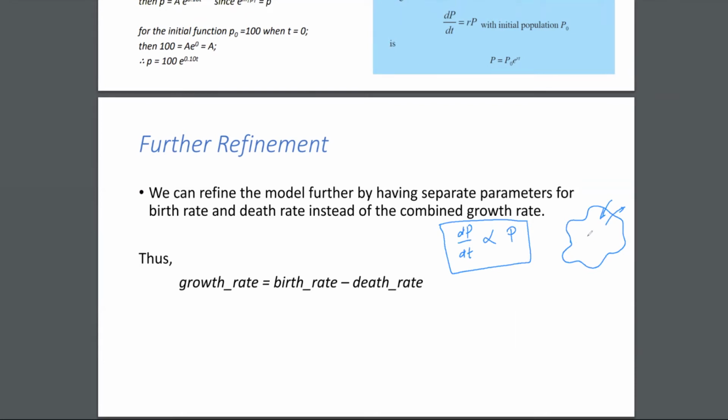But we can apply the deaths here. The death also causes a change in the population in this container. So usually the death rate comes into play here, right? The growth rate is actually the difference between the birth rate minus the death rate. So you have to consider this one too. That is what we're going to look at in the next lecture.